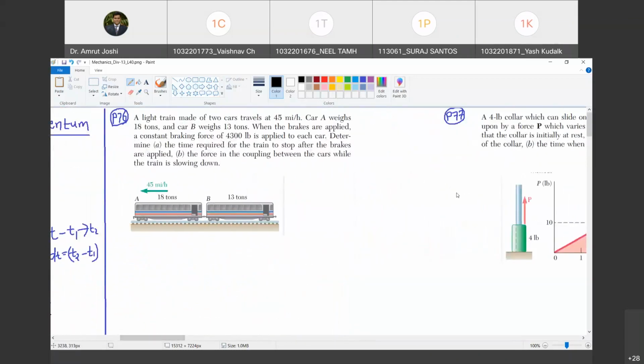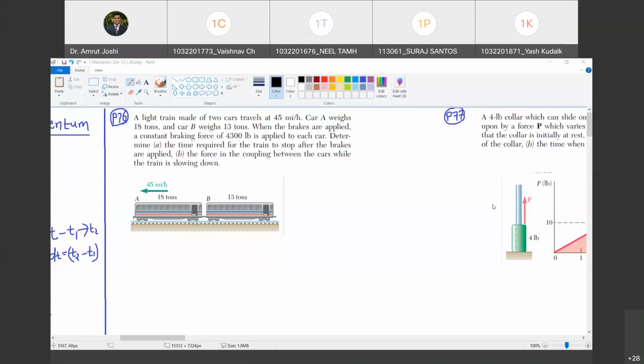So can you read the problem statement for me? Problem 76, sir. A light train made of two cars travels at 45 miles per hour. Car A weighs 18 tons and car B weighs 13 tons. When the brakes are applied, a constant braking force of 4,300 lb is applied to each car. Determine first the time required for the train to stop after the brakes are applied, and second the force in the coupling between the cars while the train is slowing down.